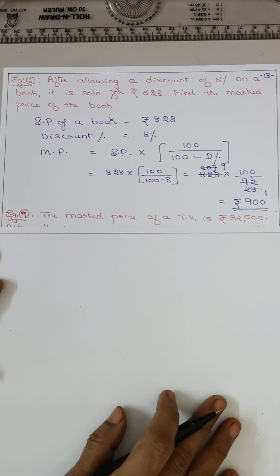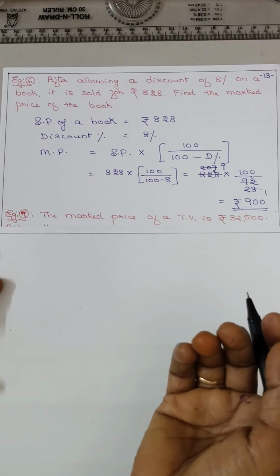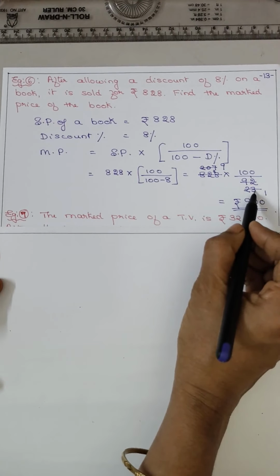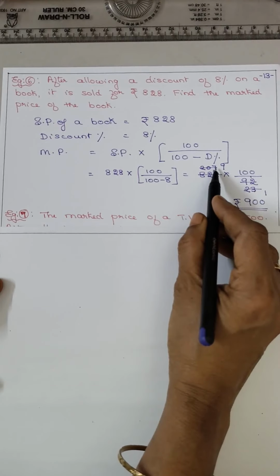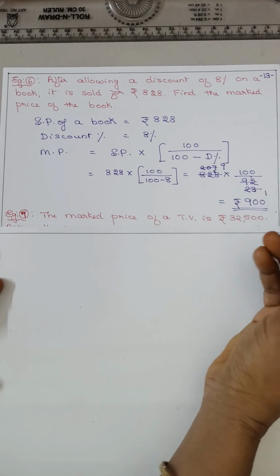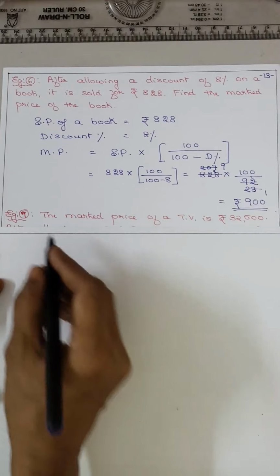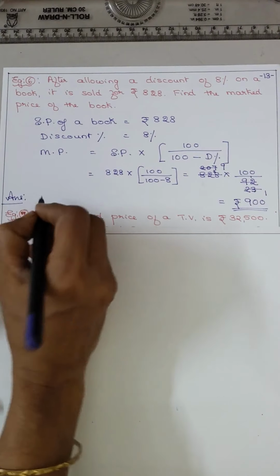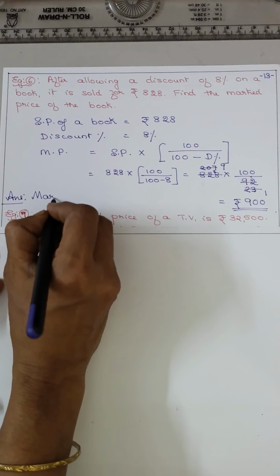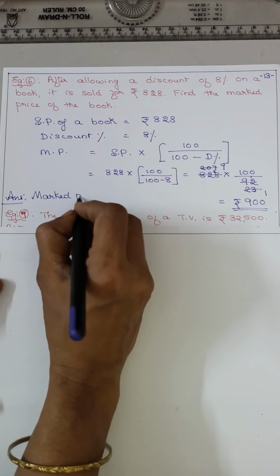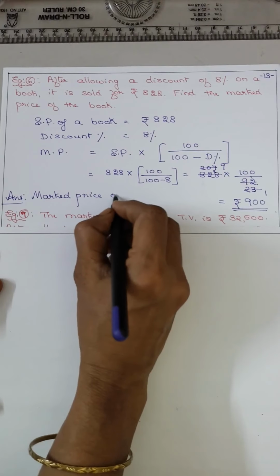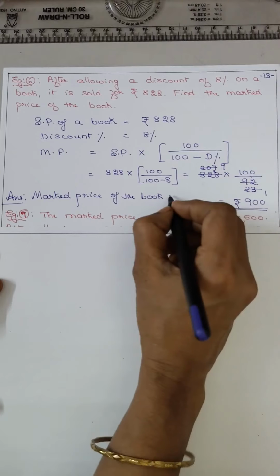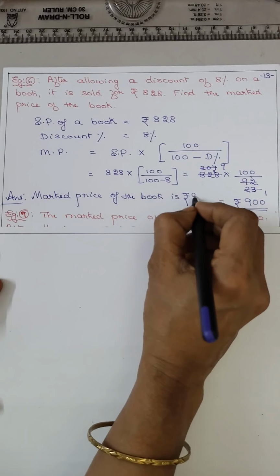Okay, if it is a prime number, you have to just see how it will be. Say 3 9s are 27. So try 23 9s are 207. So you will get the answer. Marked price of the book is rupees 900.